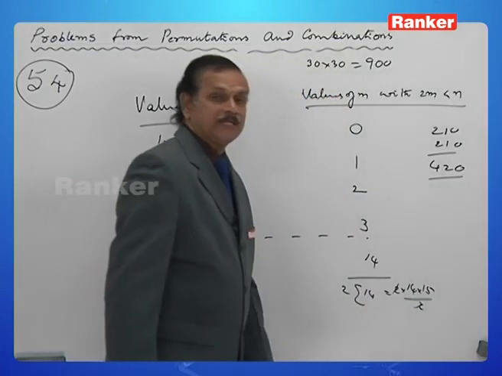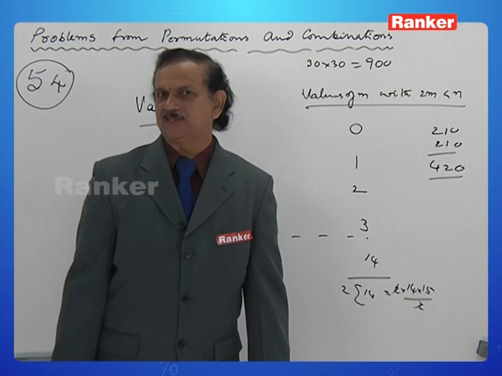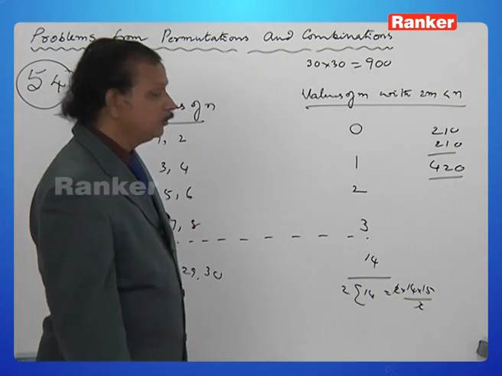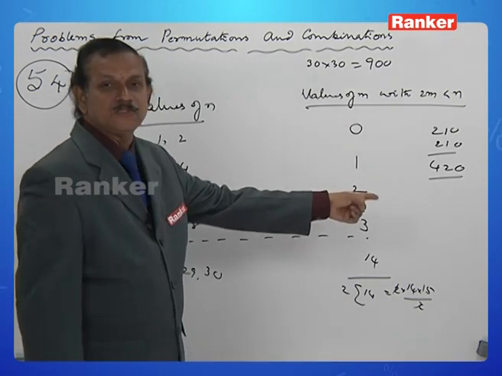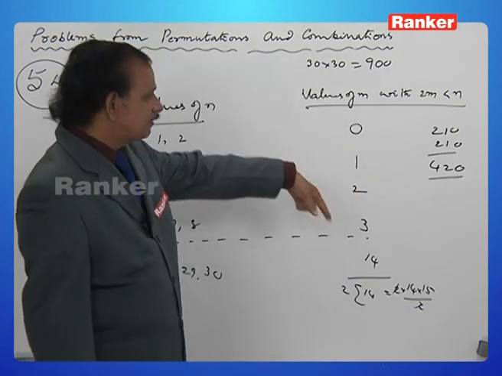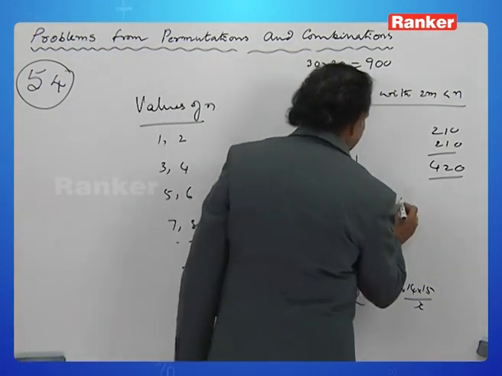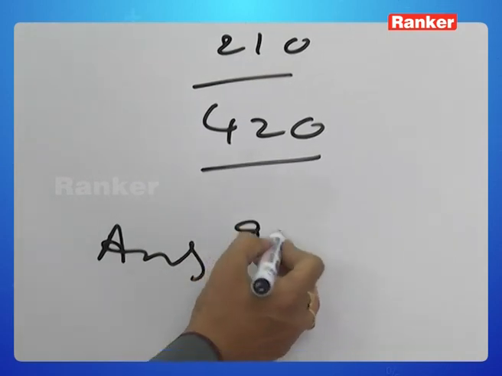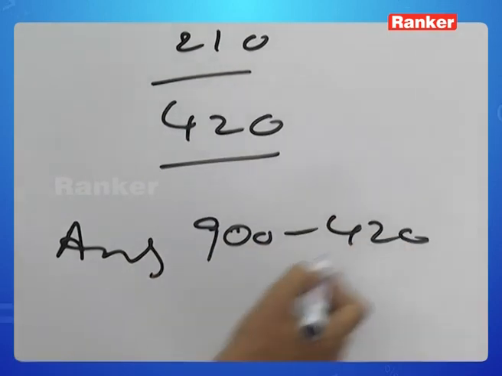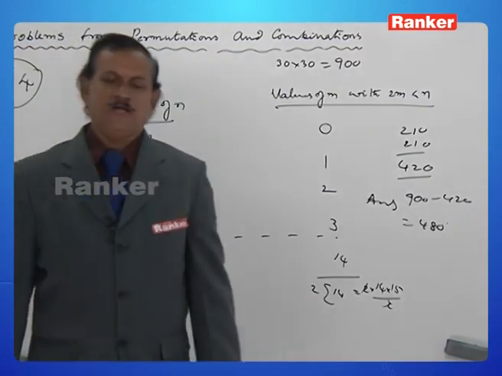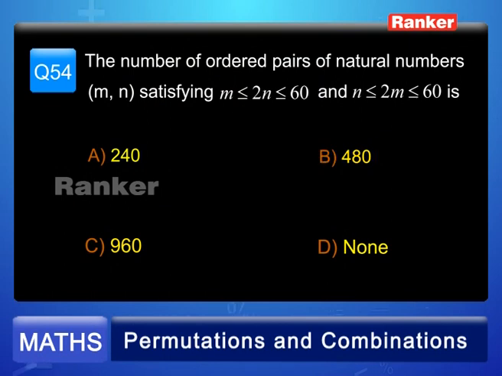Altogether, how many invalid ordered pairs are there? 420 ordered pairs are there. So, you are supposed to delete these invalid ordered pairs from the total number of ordered pairs, that is 900. Therefore, the answer is 900 minus 420, which is nothing but 480, and it is available as option B. Option B is the right option, and the answer is 480.